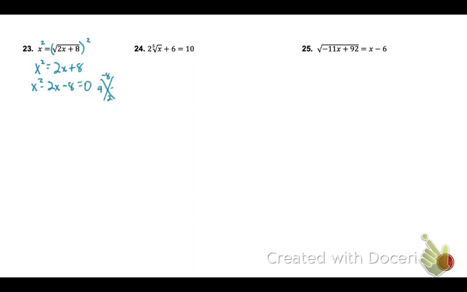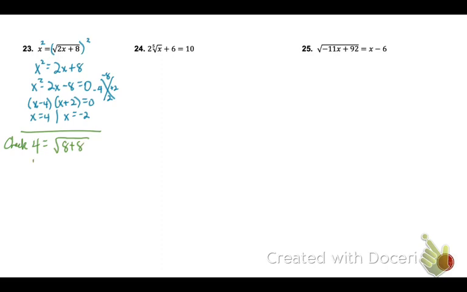Now let's factor this. So numbers that will multiply to give us negative 8 and add to give us 2, which is negative 4 and 2. So we can factor that as x minus 4 times x plus 2. Set those each equal to 0 and solve. So we get x equals 4 and x equals negative 2, possibly.